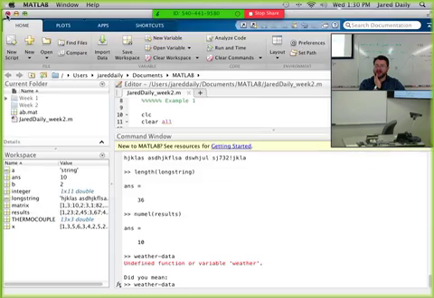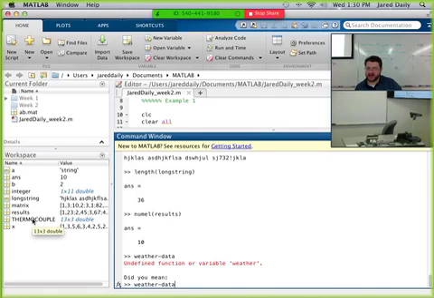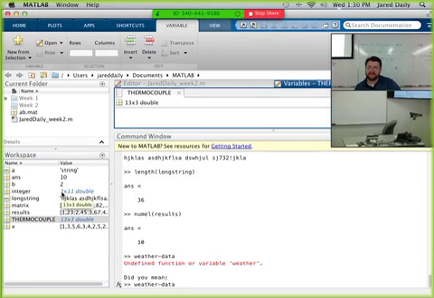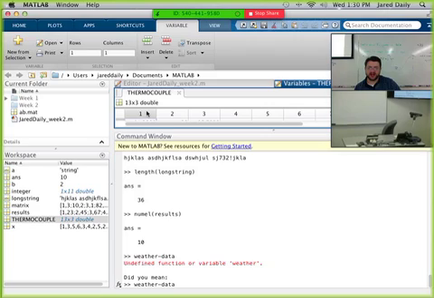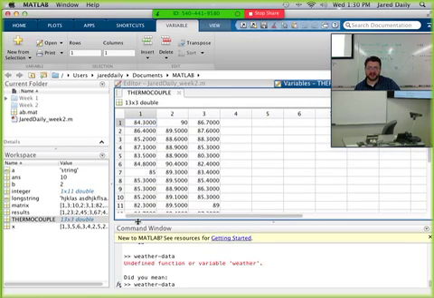And now it should be in MATLAB. So it's right here, thermocouple, and I can open it up. It's a 13 by 3 double matrix, and it's good to go. If I open it up in my workspace, you can see the numbers here.